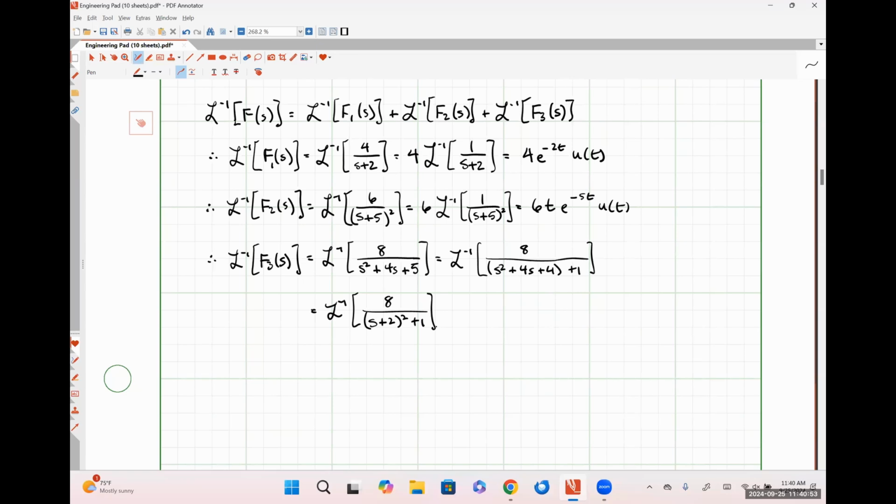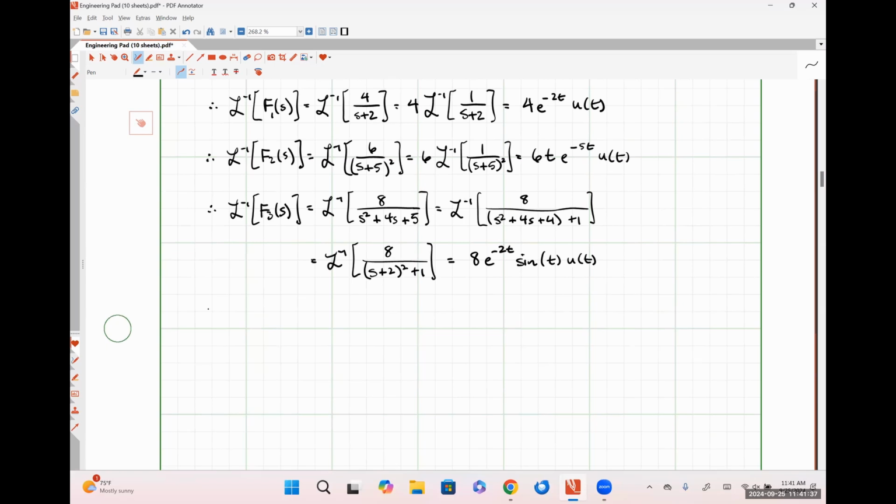What do I have that has a denominator that looks something like this? So the e to the negative at sine of omega t kind of thing, right? Where in this case, a is going to be 2 and omega is going to be 1, right? Because we can always say that 1 is the same thing as 1 squared. So this to me looks like 8 e to the negative 2t sine t u of t.